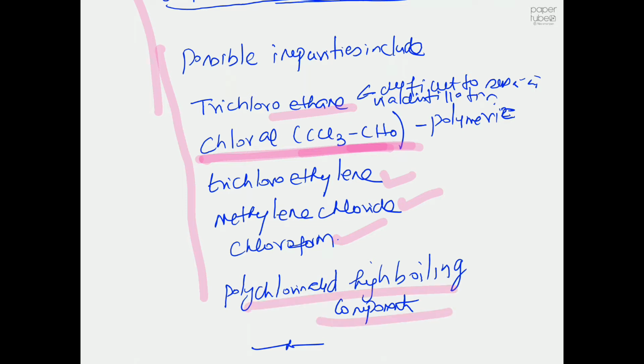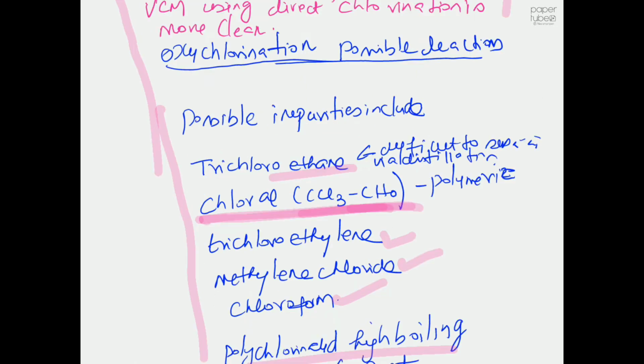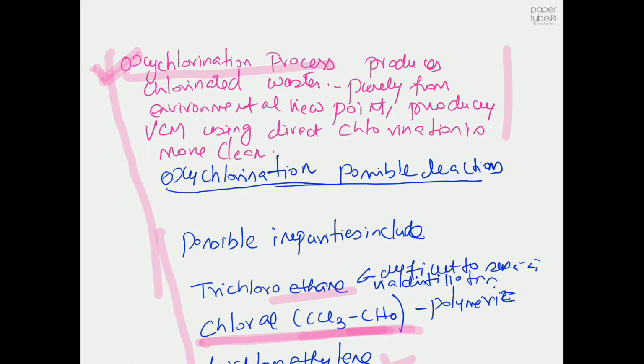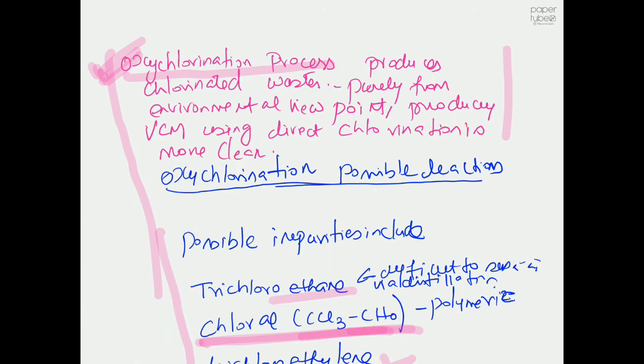So these are some of the products that we may see in the product stream when we go for an oxychlorination process. Yeah, but obviously we can minimize them. It depends on what temperature we are using, and how well we optimize the process in order to convert our reactants into products. So something we can call a reaction efficiency. So obviously these are the things that should come to your mind.